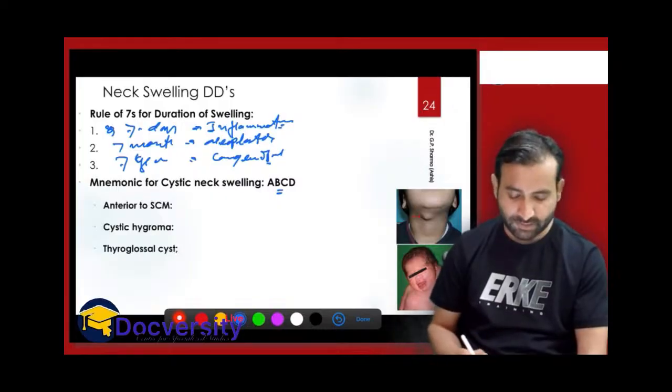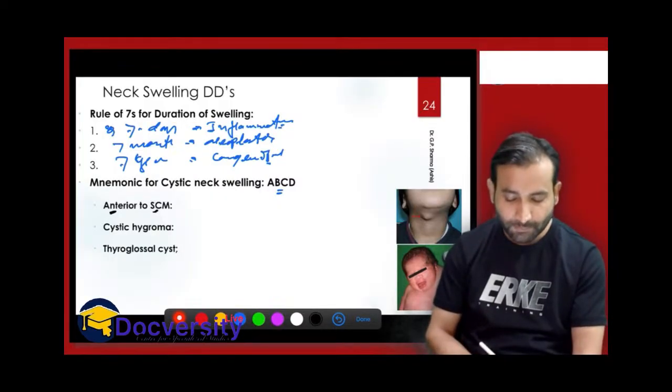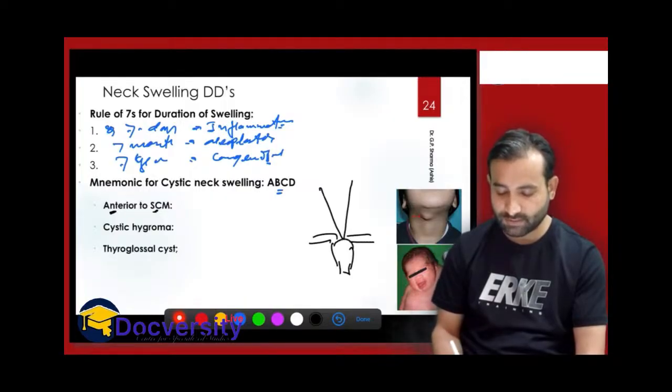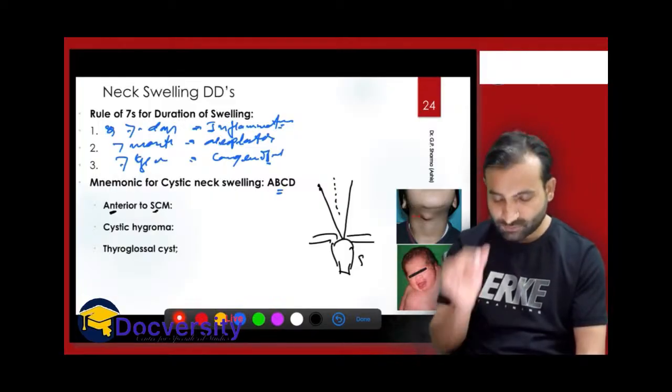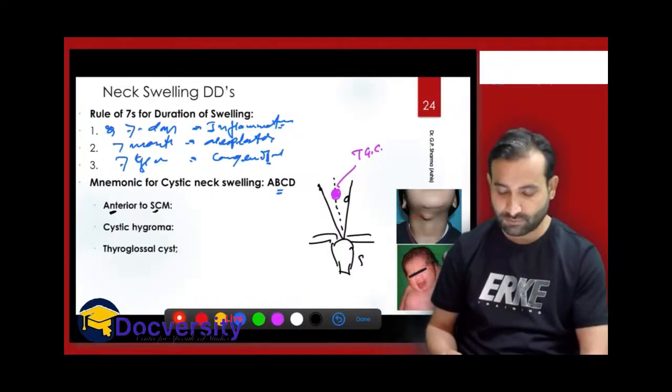And we have some mnemonic for the cystic neck swelling, that is ABCD. What are those ABCDs for the cystic neck swelling? Anterior to the SCM. SCM means sternocleidomastoid muscle, right? We have the sternocleidomastoid muscle going like this. Yes, this is our clavicle, and we have the sternum over here. So you can remember this is the midline, right? If something is within the midline swelling, this is what? This is a thyroglossal cyst.